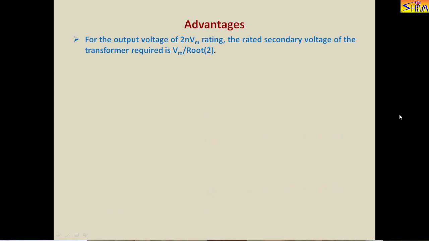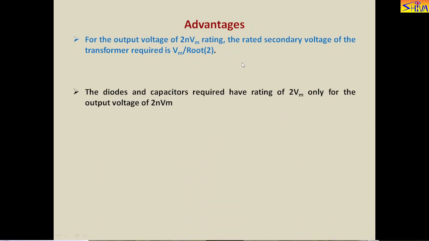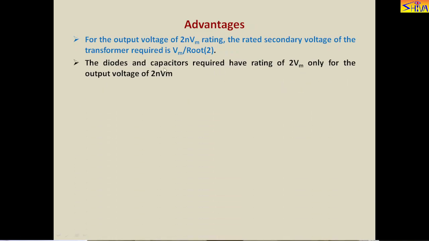Now let us see what are the advantages. Number one, for the output voltage of 2nVm rating, the rated secondary voltage of the transformer required is Vm upon root 2 only. Second, the diodes and capacitors required have a rating of 2Vm only for the output voltage of 2nVm.